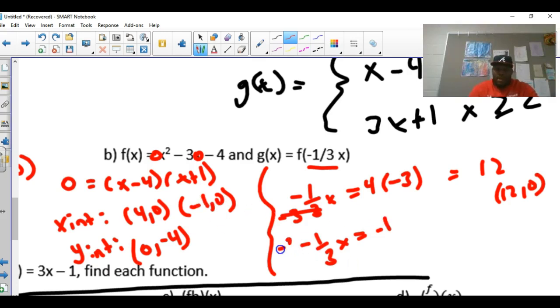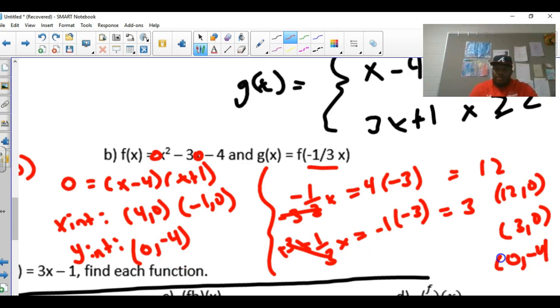I'm going to multiply by negative 3 on both sides. Again, the negatives cancel, the 3's cancel. I'm going to do it on this side as well. And that becomes 3. So my other x-intercept is 3, 0. You can use your calculator, guys, to very well check this. The y-intercept isn't affected. See how this affects the x? The y isn't affected, guys. So the y-intercept is still 0, negative 4.